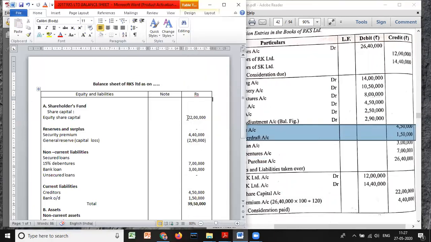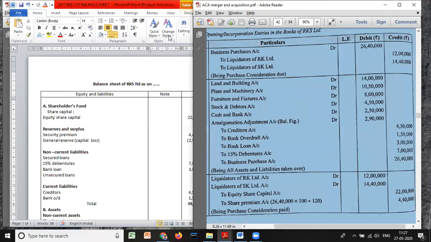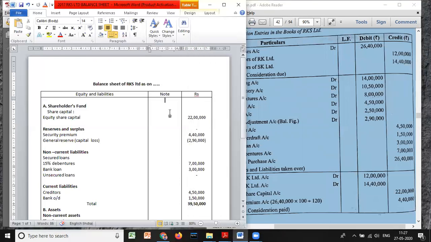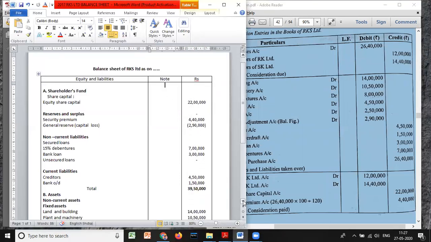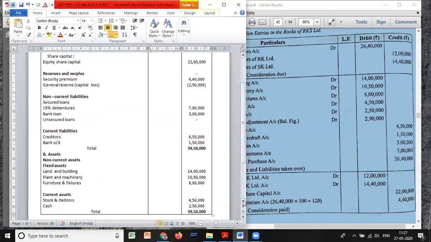Now, if you total all positive values and you minus this capital loss, then we will get 39 lakh 50,000. Okay. Next, we'll go to assets. Total liability is 39 lakh 50,000.